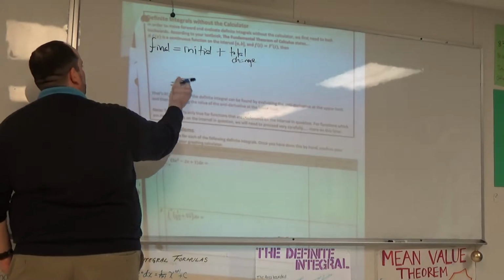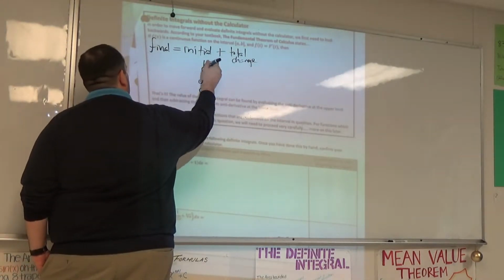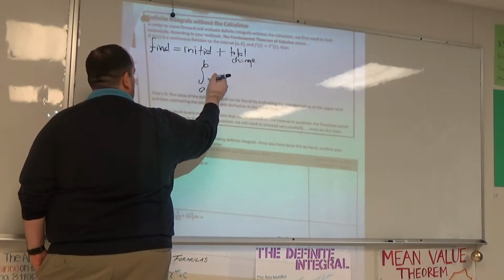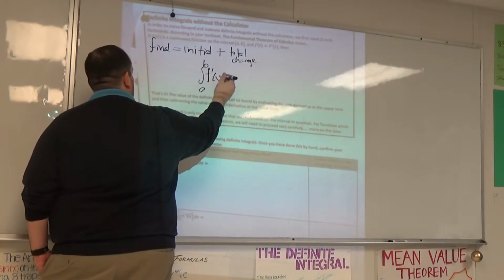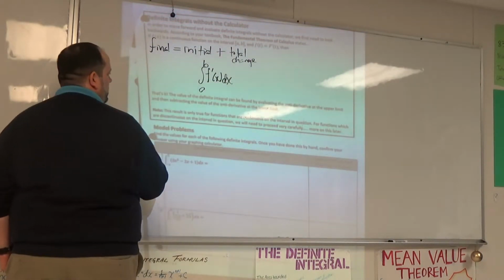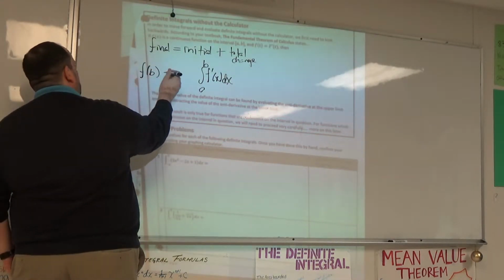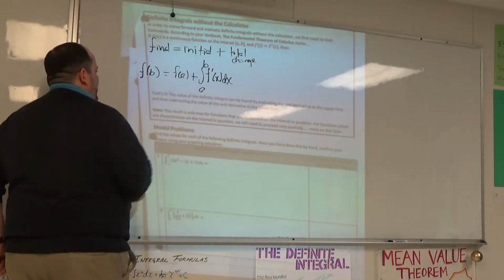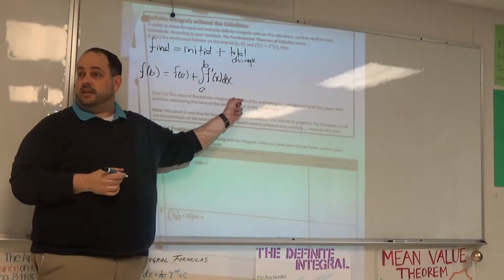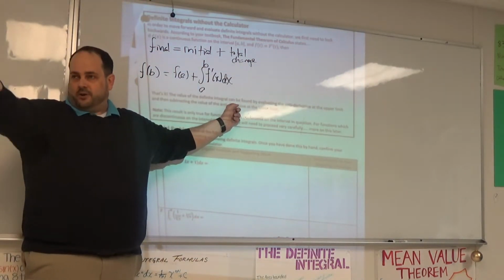Juan, what's the fundamental theorem of calculus? The definite integral from a to b of f prime of x dx equals f of b minus... Okay, or the way I taught you guys was f of b equals f of a plus the definite integral from a to b. Yeah, what you're reading is what's up there.